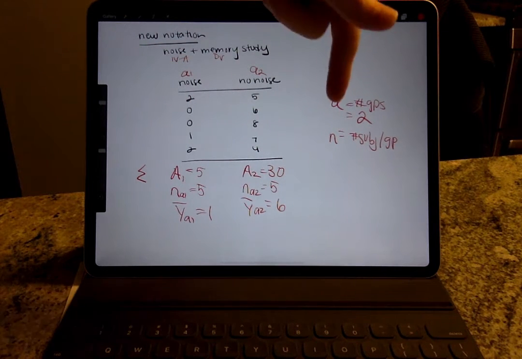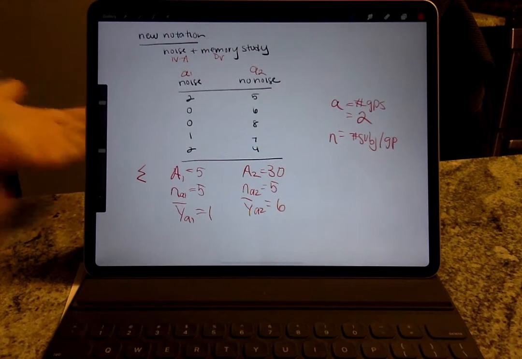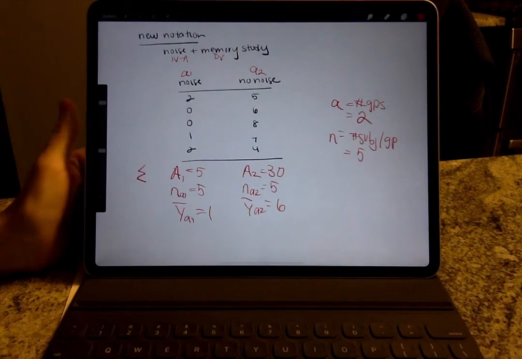So in this class, n is always the number of subjects per group, and it's always going to be the same. So in this particular problem, we have 5 people in a group.